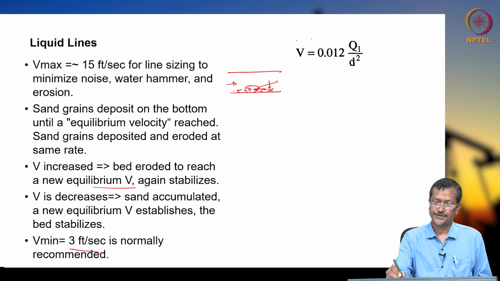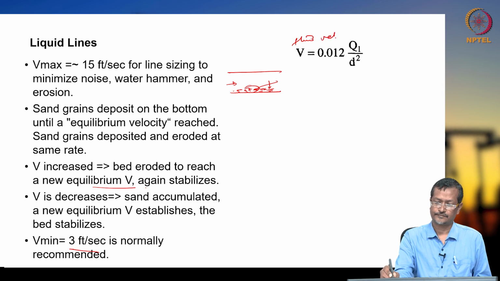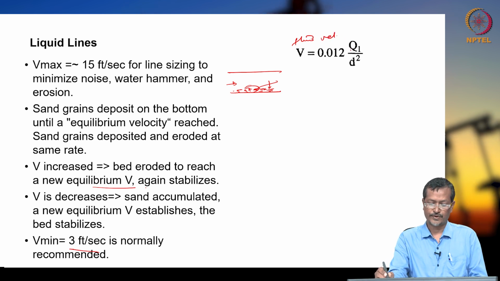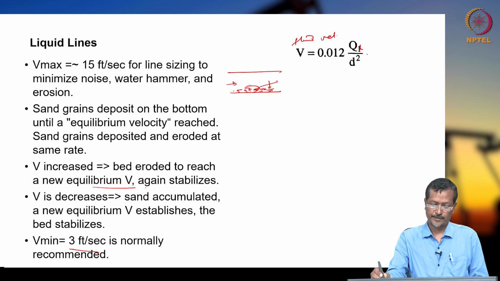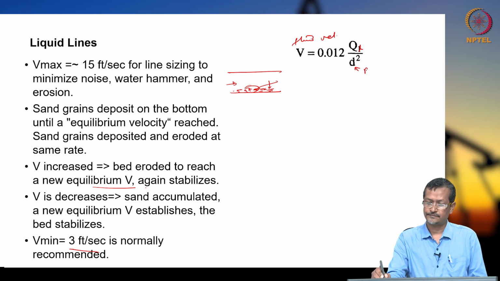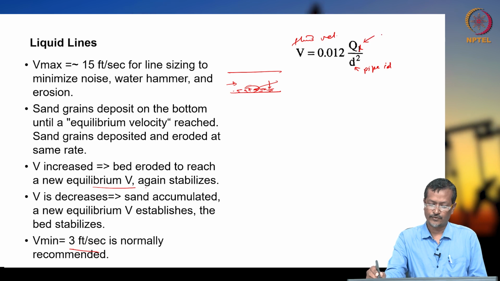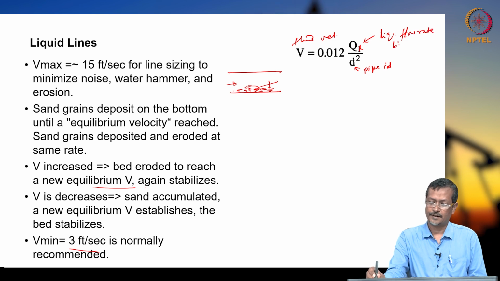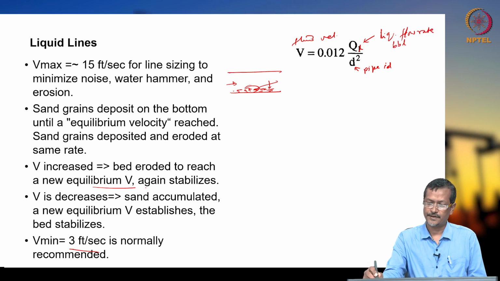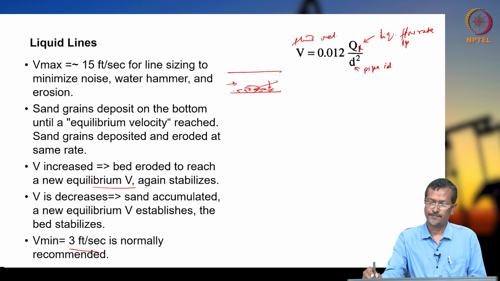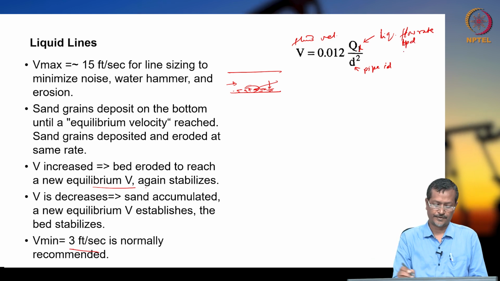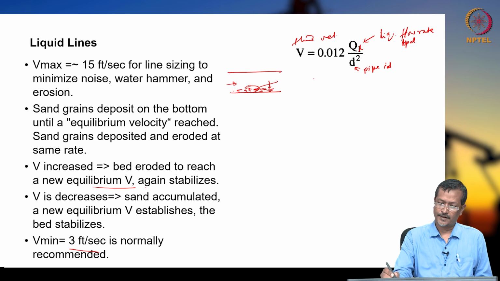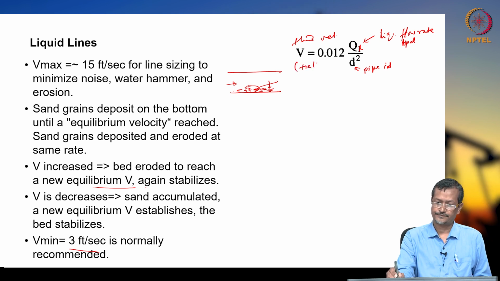Okay. So fluid velocity V equals 0.012 QL divided by D squared. D is the pipe ID and QL is the liquid flow rate. This is in barrels per day, or BPD I can write, BPD, okay. And this is in field units.